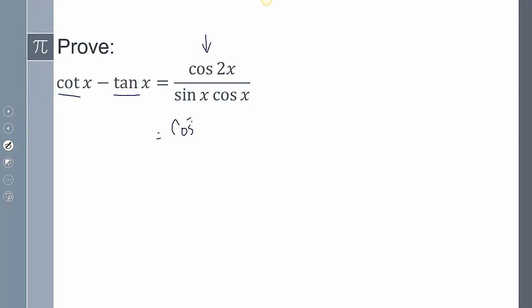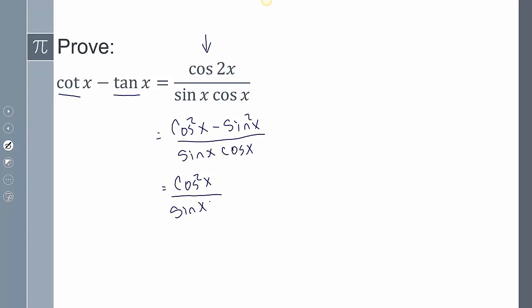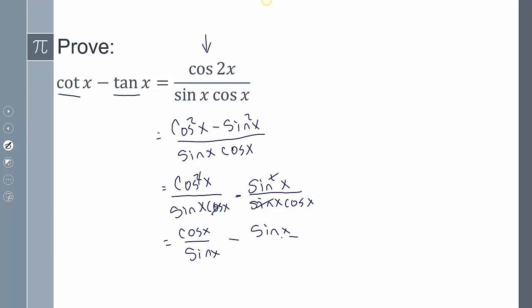So if I do cosine squared x minus sine squared x over sine of x cosine x. Now breaking this up, I can say cosine squared x over sine x cosine x minus sine squared x over sine of x cosine x. Now the cosine x's cancel out, so I get cosine x over sine x, minus the sines will cancel out, so I get sine x over cosine x, and then now this will simplify into cotangent x minus tangent x.